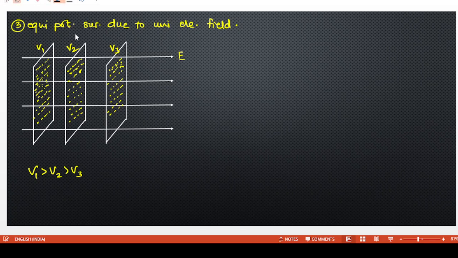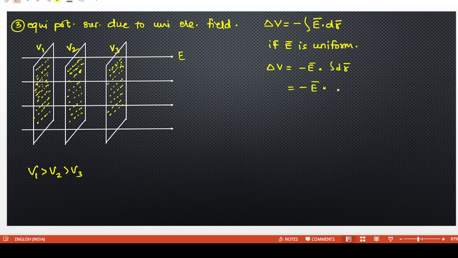Let me write it down once again. The potential difference can generally be written as minus integral of E bar dot dr bar. But if this electric field is uniform, then you can write delta V is equal to minus E bar dot integral dr bar, which is equal to minus E bar dot delta R bar.